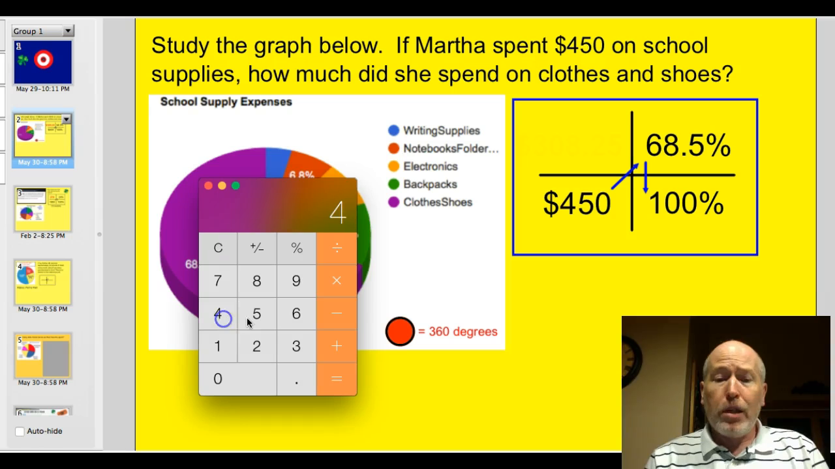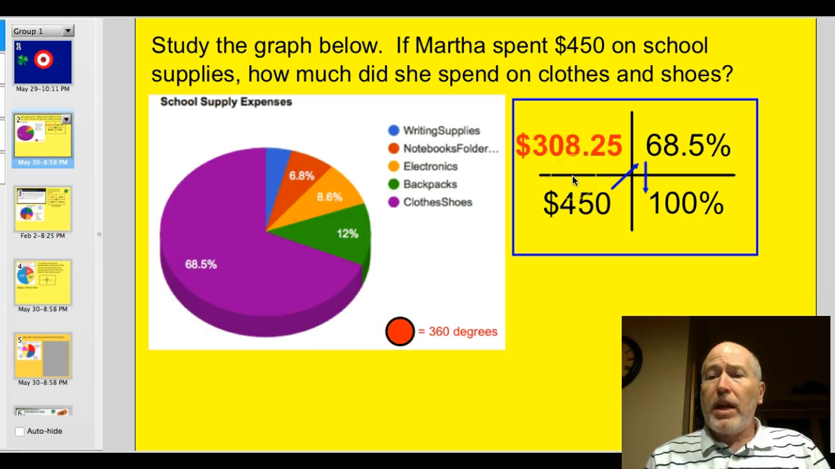The box. We'll take 450 and multiply that diagonally times 68.5, and then we're going to divide that by 100. My zero doesn't work too great there, does it, folks? And we're going to get $308.25. She spent $308.25 on clothes and shoes.